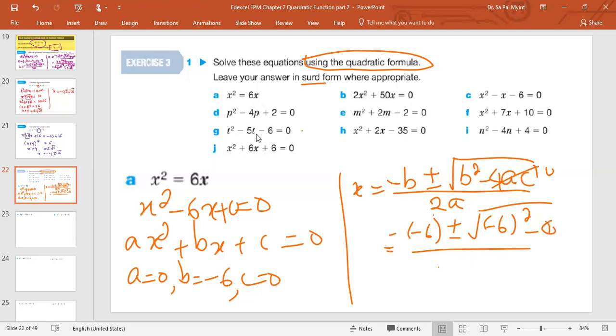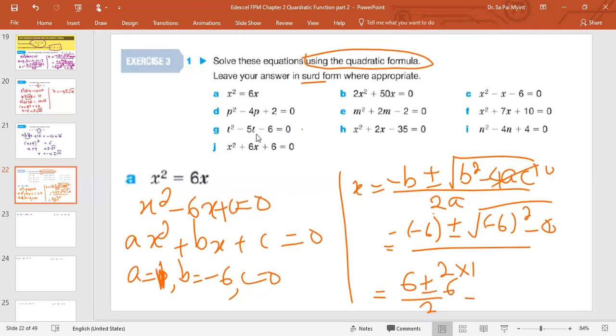Okay, and then 2a. What is a? A is 1. B is minus 6. C is 0. So what do you get? Minus changes to plus 6. And then plus or minus the square root of 36. What do you get? 6, divided by 2. So what do you get?